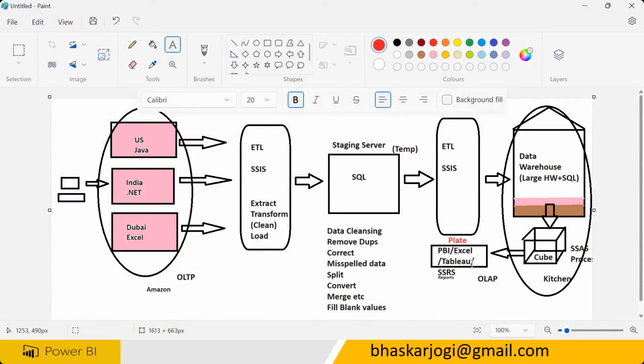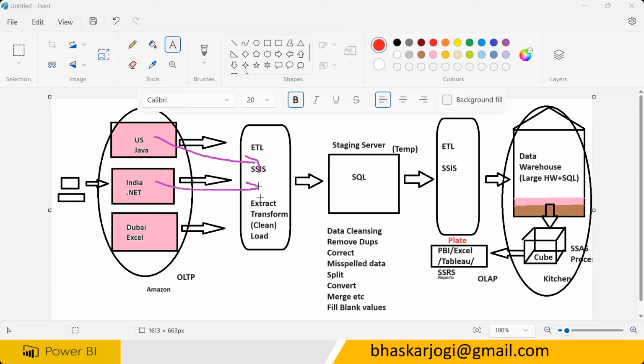Hi, sir. Yeah, tell me. In the diagram, we have two ETL servers, right, sir? Right. One is before the SQL table and one after the SQL table. Correct. So in the first ETL, anyhow, we are extracting data, right, sir? Right. From here you're extracting the data. Correct. So it will be clean data, right?